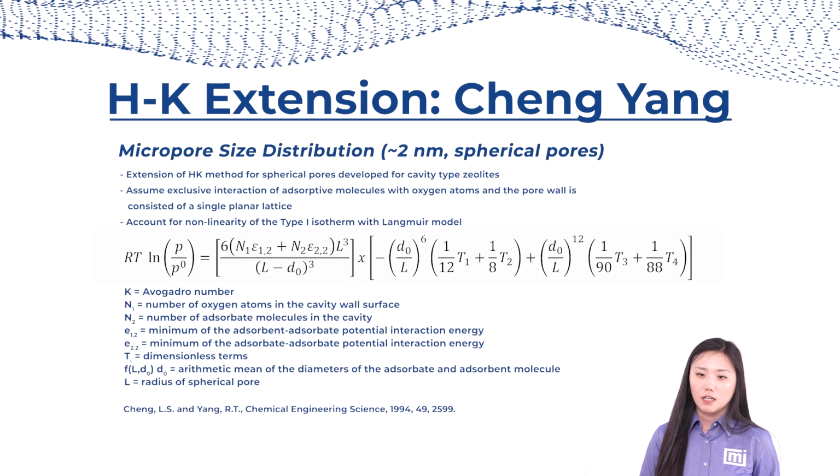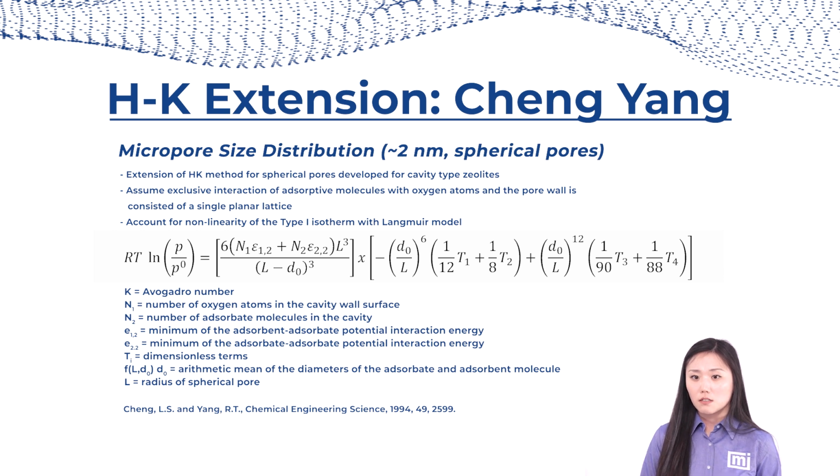Cheng-Yang is the third extension of the HK model, developed to characterize spherical pores for cavity-type zeolites like 13X. On top of the assumptions made for the HK, it assumes that there's an exclusive interaction between the adsorptive molecules and the oxygen atoms in the pores, and the pore wall consists of a single planar lattice. This model accounts for the nonlinearity of the type 1 isotherm, which is characteristic of microporous materials with the Langmuir model.